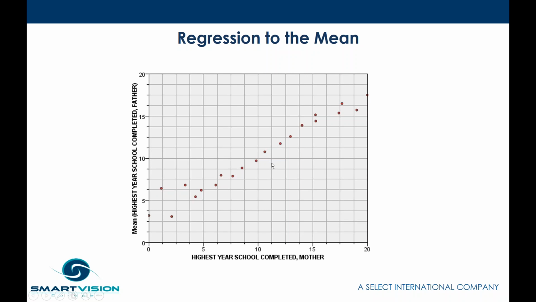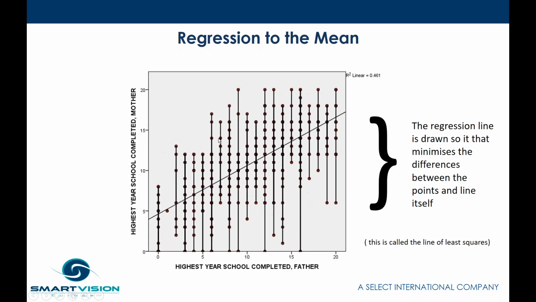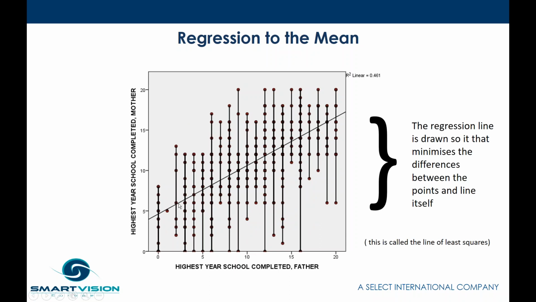So regression, when it talks about regressing back to the mean, means falling back towards this averaged relationship. And this averaged relationship is normally represented by a straight line. The straight line is put through the points, the relationship between the two variables, in such a way that it's trying to minimize the distance between each individual point and the line itself. So if you put a line through these points in such a way that you're trying to minimize the distance, this is the line that you get. And this is called the line of least squares.